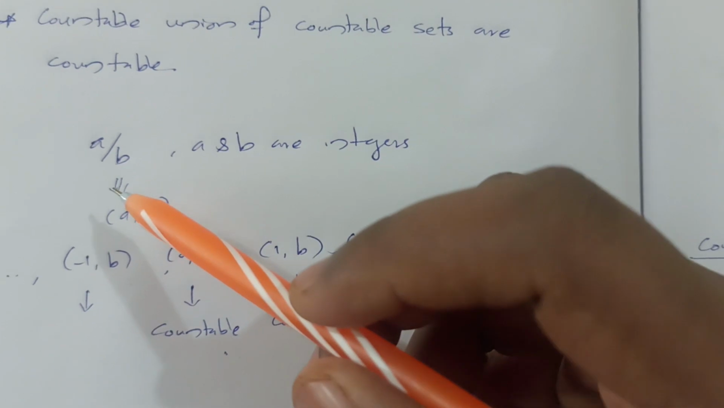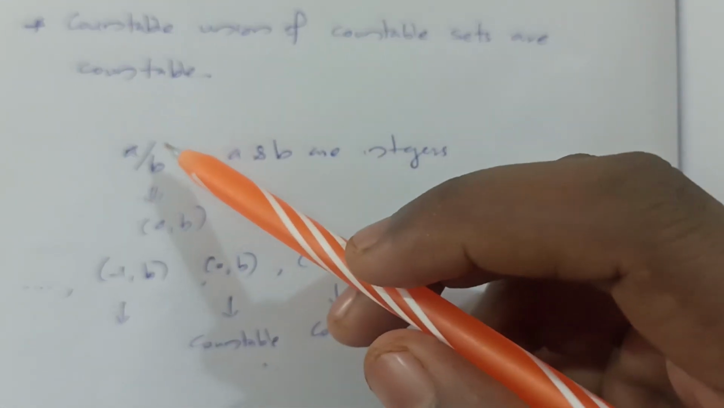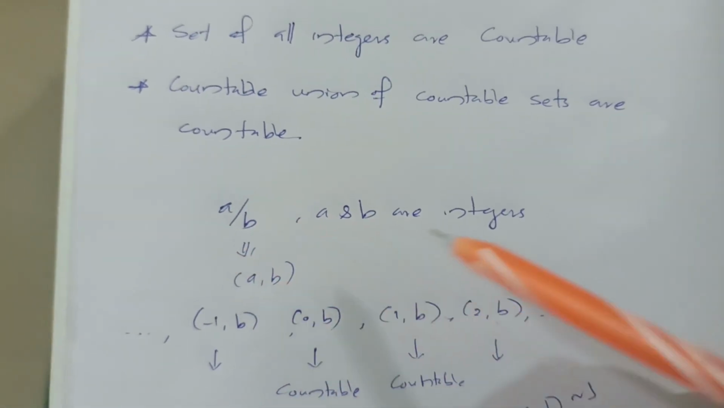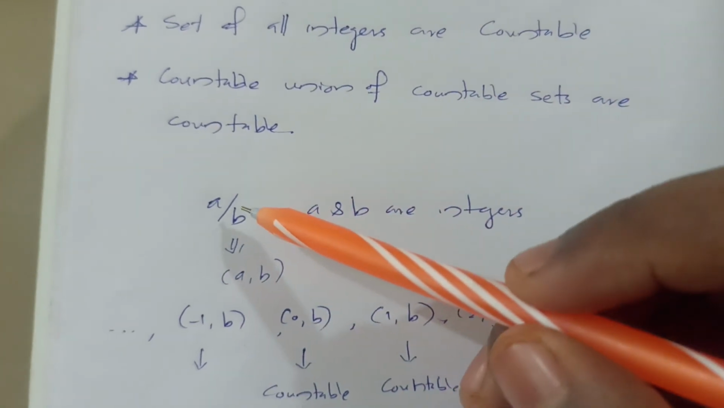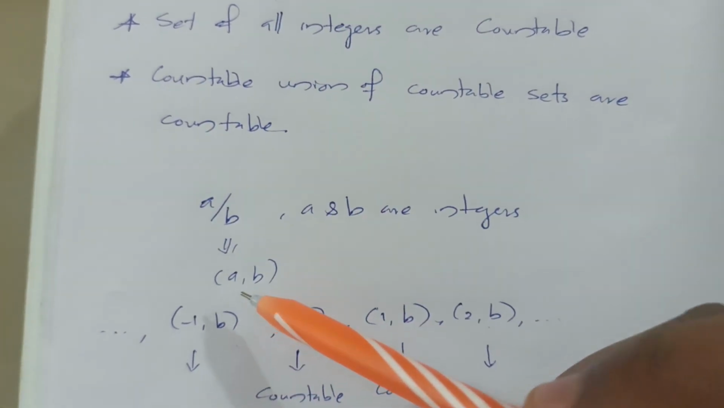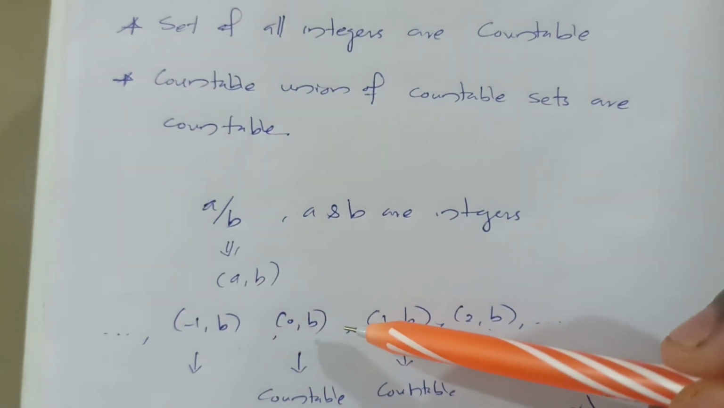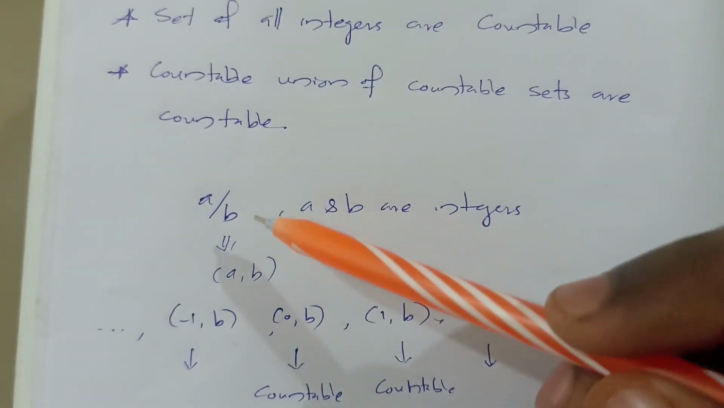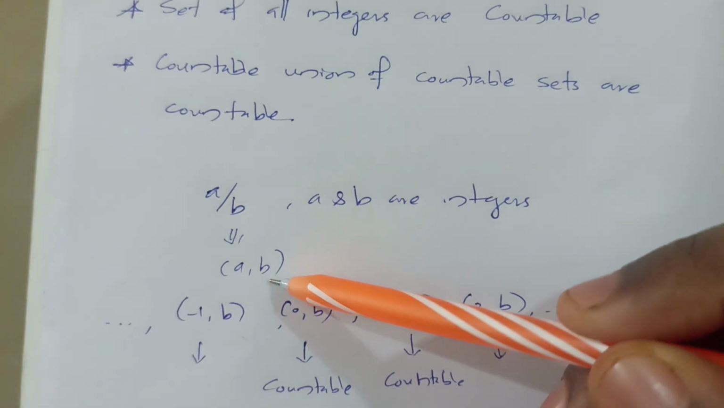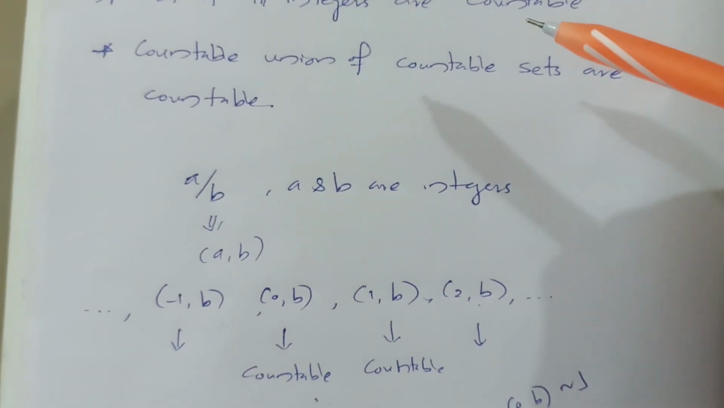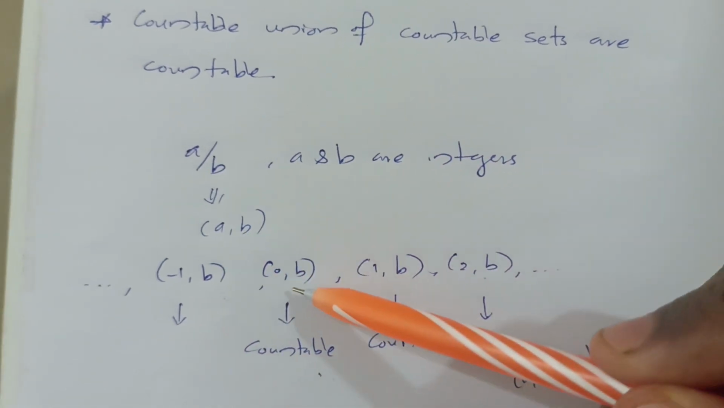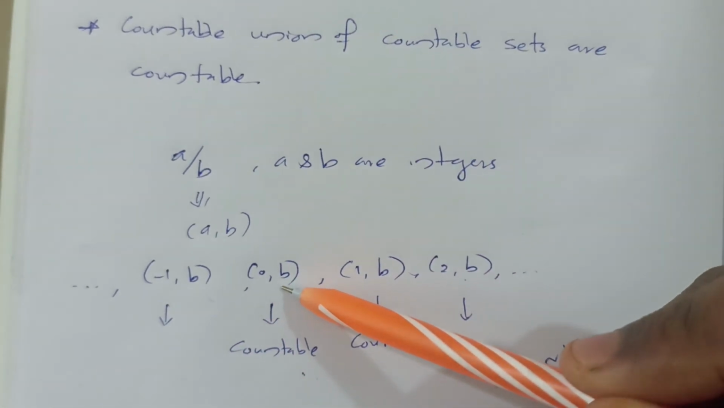Our set of all rational numbers is of the form a by b. We know that a and b are integers, and the integers are countable. For understanding our concept easily, I am denoting a by b as a comma b. Now, fixing each term of a, I am fixing the term a as 0. What does our 0 comma b become?